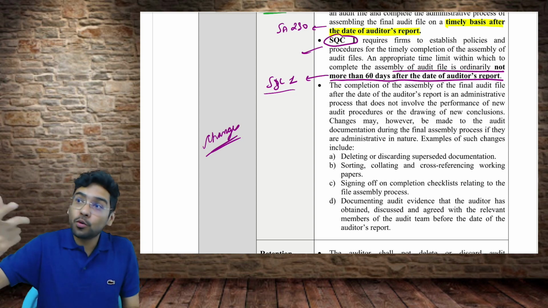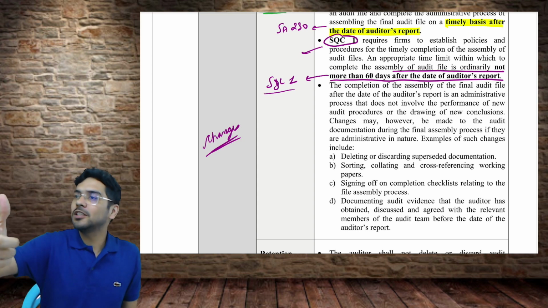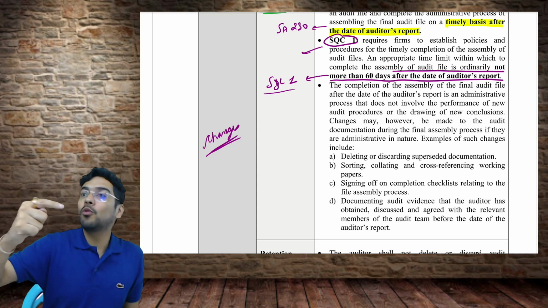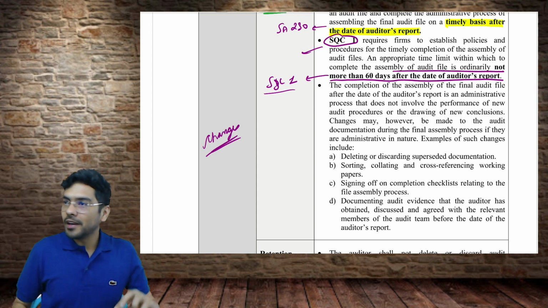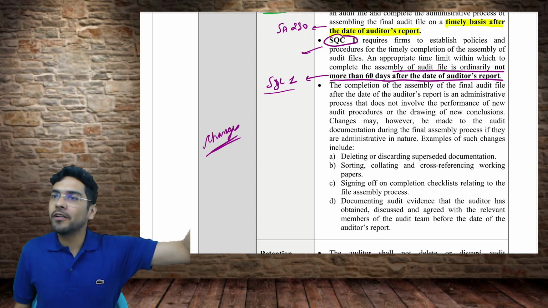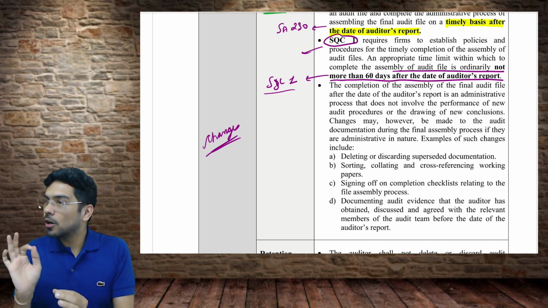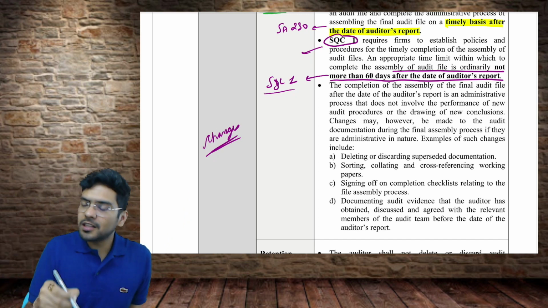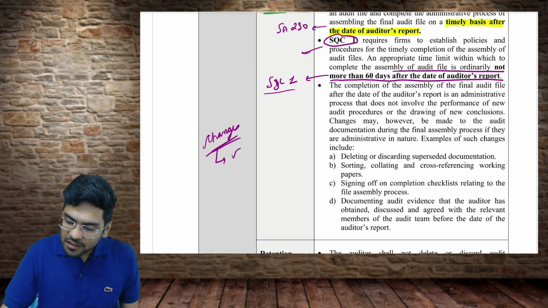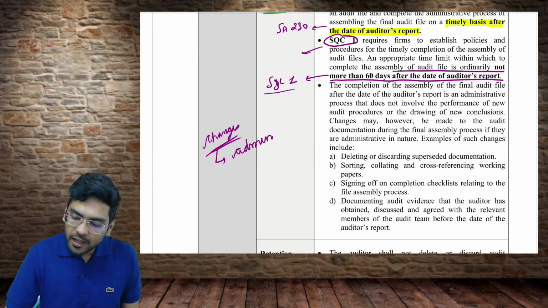Have we already issued our audit report on the basis of these working papers? So if you change the working papers now, it might impact the opinion which you have already given. Yes, so you should not be making any changes in your working paper. But there is one exception. If the changes are administrative in nature.